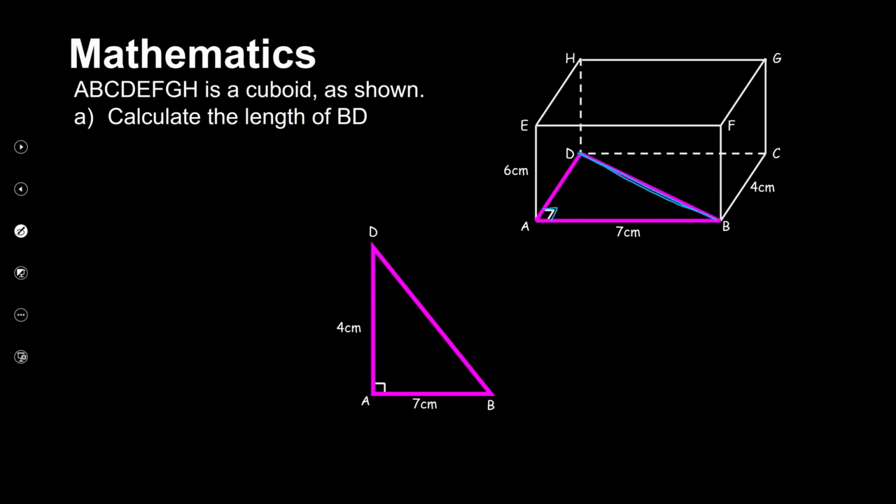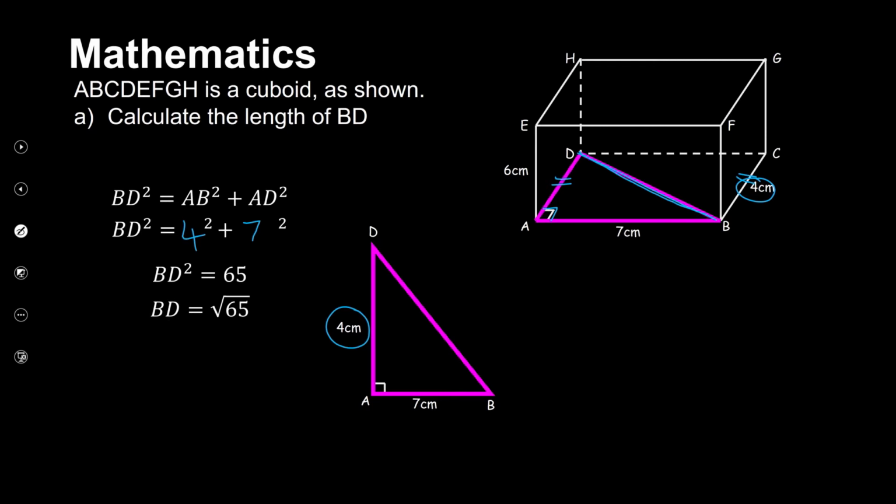And remember, here's our right angle triangle. This side is 7, and this side here is the same as this, so they both are 4 centimeters. Now we have to solve this using Pythagoras. This is pretty simple, grade 9 work. You'll say BD squared is equal to AB squared plus AD squared, and that's going to equal 4 squared plus 7 squared, and your answer is 65. But remember, we're looking for BD, so it's the square root of 65. Okay, that should have been simple enough.